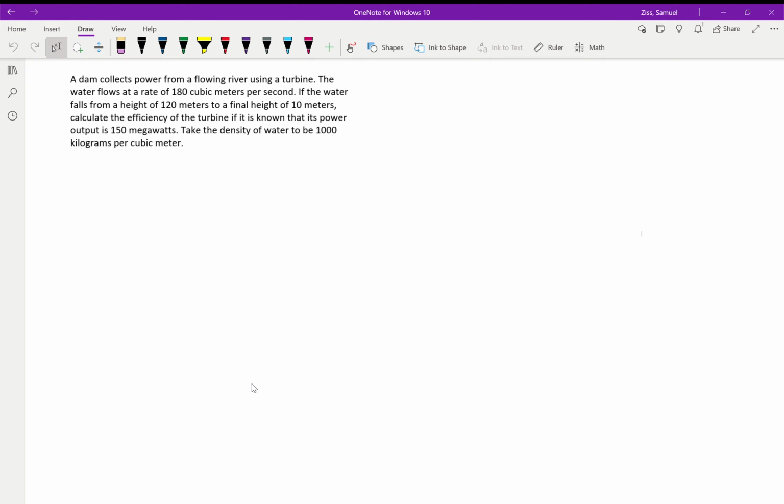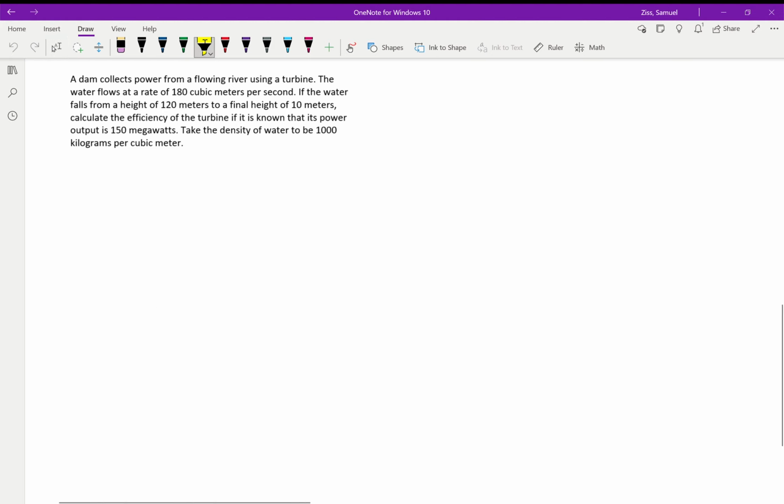It says, a dam collects power from a flowing river using a turbine. The water flows at a rate of 180 cubic meters per second. If the water falls from a height of 120 meters to a final height of 10 meters, calculate the efficiency of the turbine if it is known that its power output is 150 megawatts. Take the density of water to be 1,000 kilograms per cubic meter.